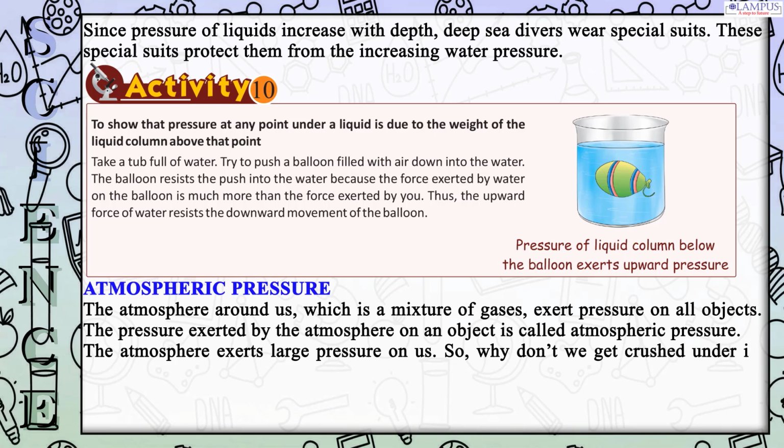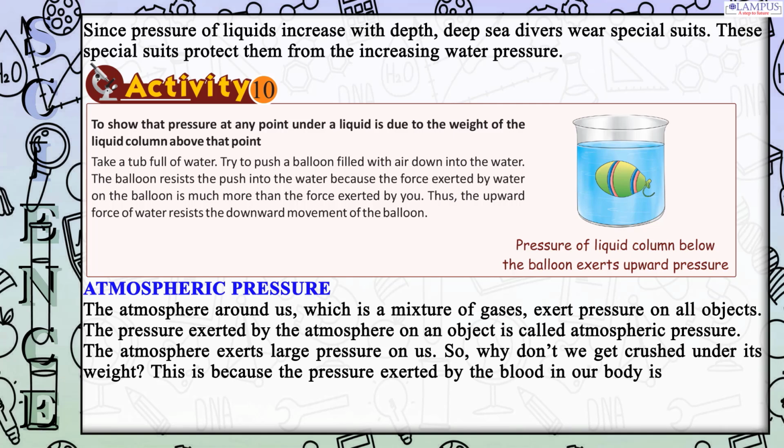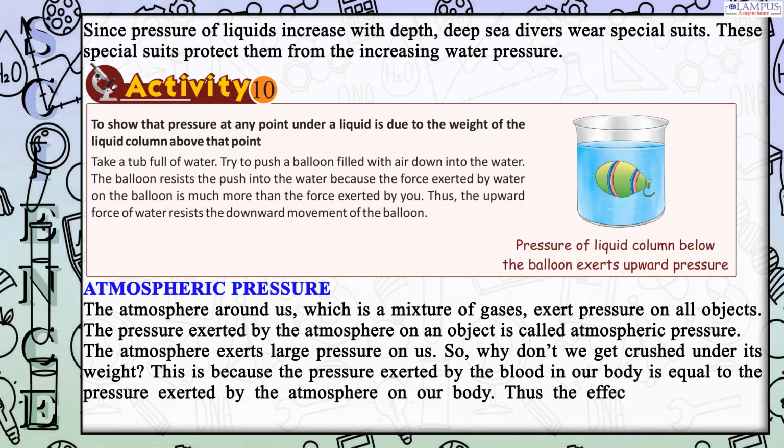So, why don't we get crushed under its weight? This is because the pressure exerted by the blood in our body is equal to the pressure exerted by the atmosphere on our body. Thus the effect of atmospheric pressure gets nullified.